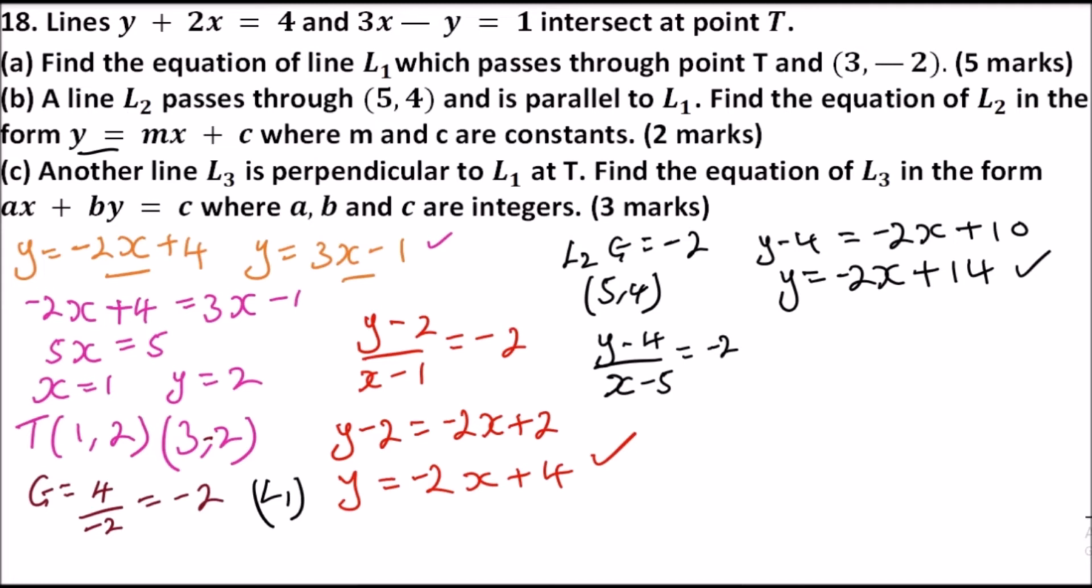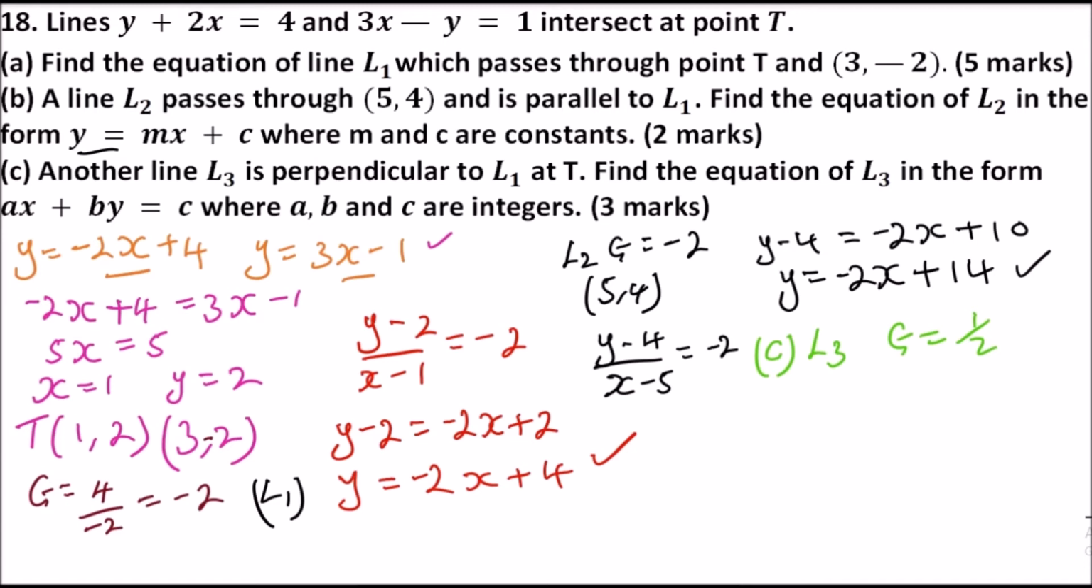Then another line L3 is perpendicular to L1. What is the gradient of L1? The gradient of L1 is minus 2. It means for L3, the gradient is equal to a half, so that when you multiply a half times minus 2, you should get minus 1. From there, this line is perpendicular. Find the equation of L3 in the form ax plus by minus c.